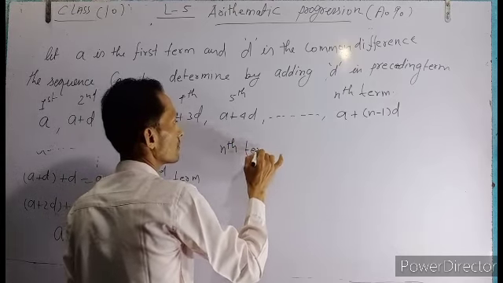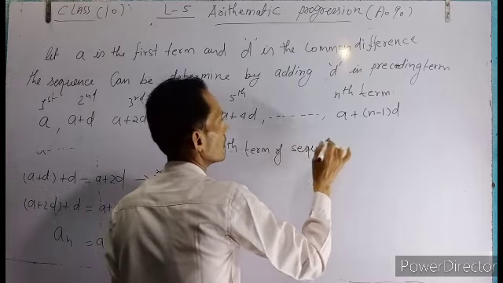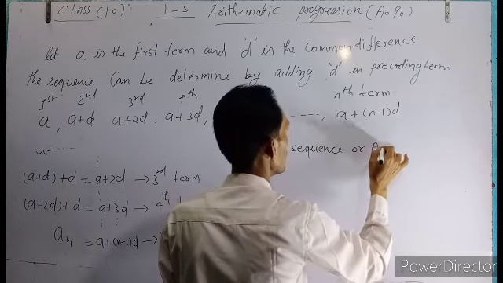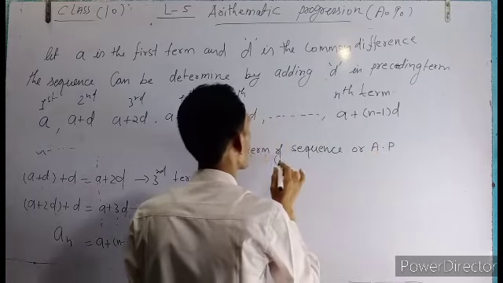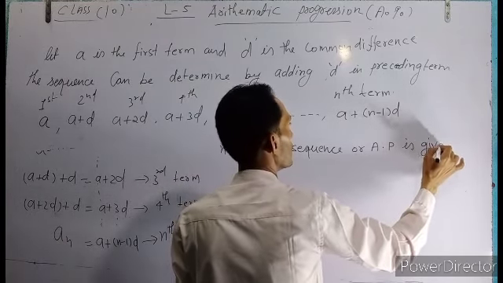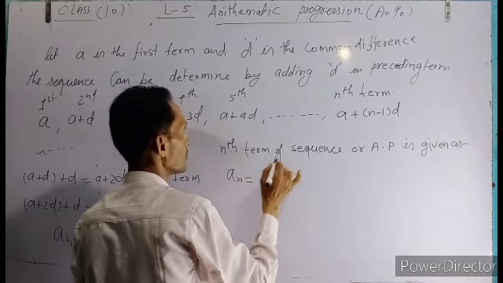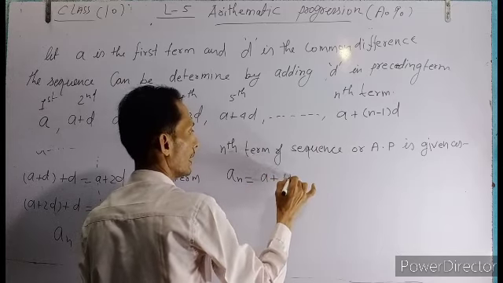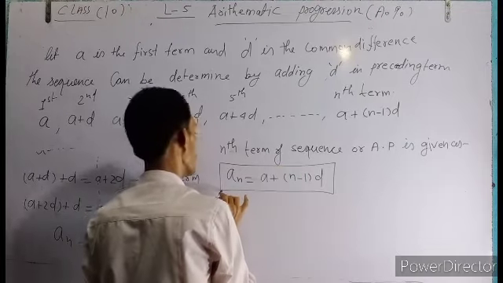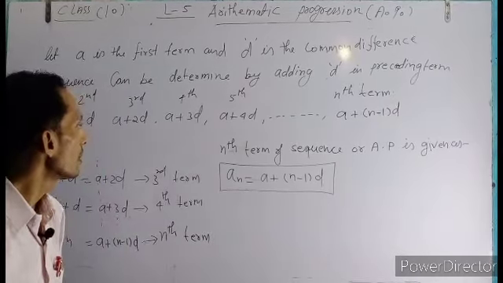The nth term of a sequence or AP, or arithmetic progression, is given by an equal to A plus n minus 1 into D. That is called the nth term of the AP or the sequence of this series.